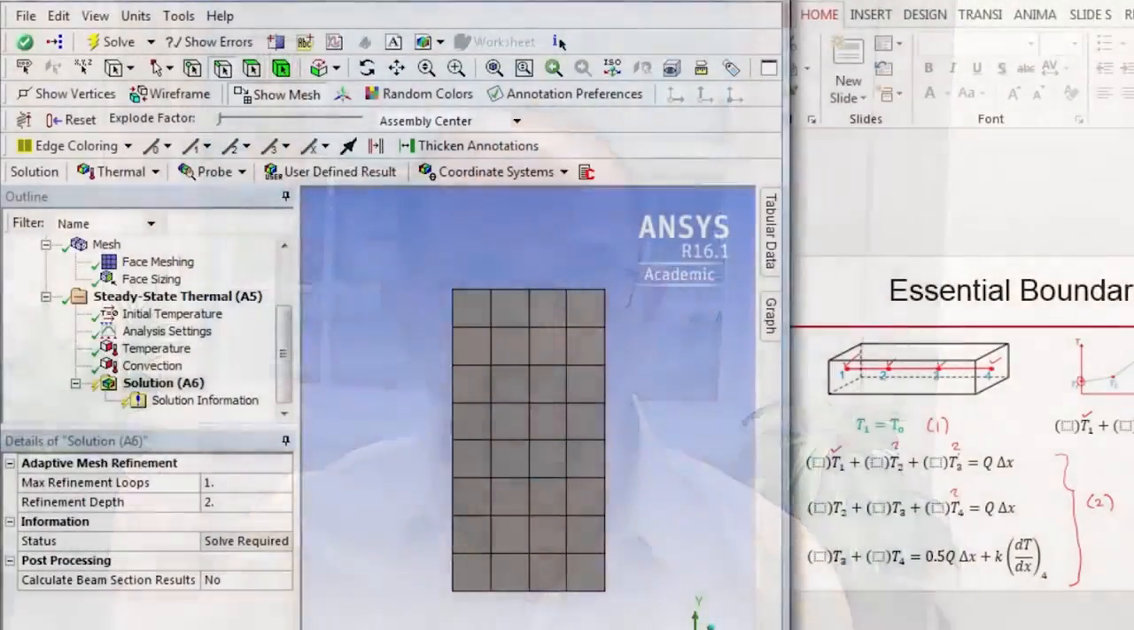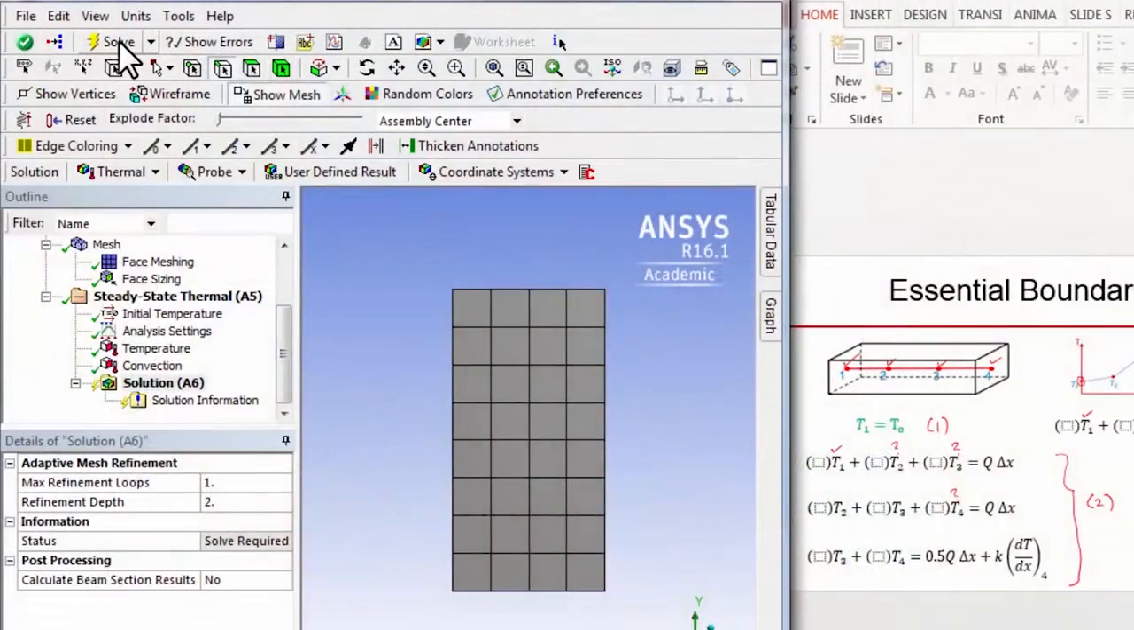Now that we have completed the definition of the mathematical model within ANSYS, let's get the solver to solve it for us numerically by generating the algebraic equations on the mesh that we gave it, and then solving those algebraic equations. Go into Mechanical and click Solve.